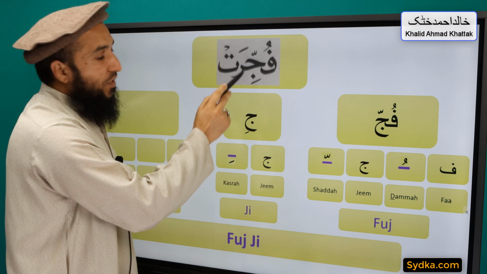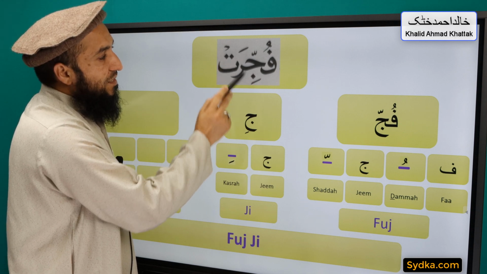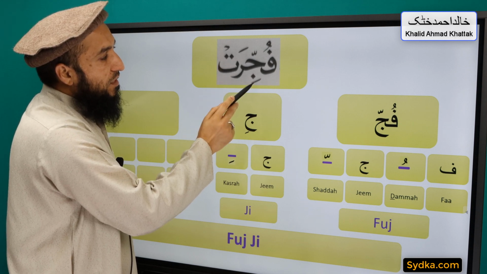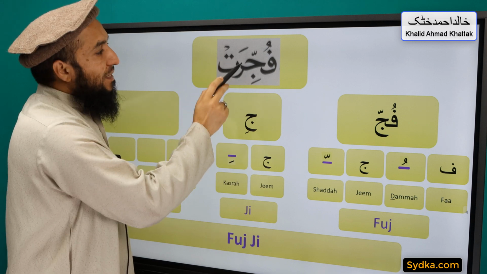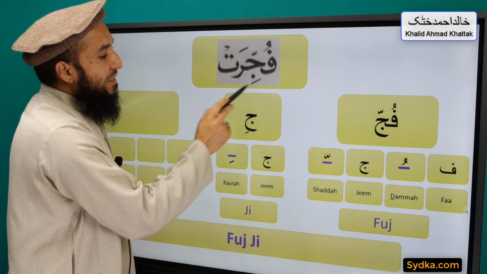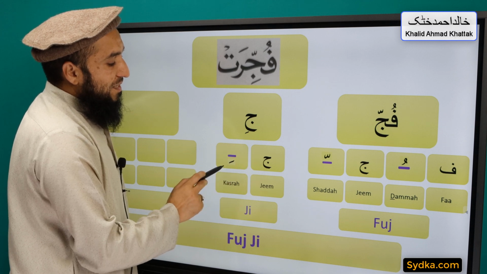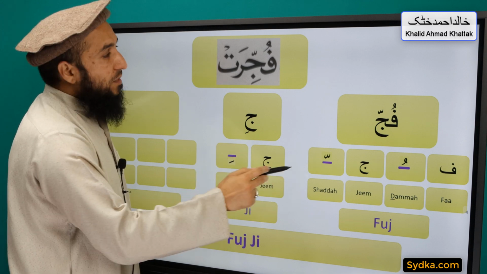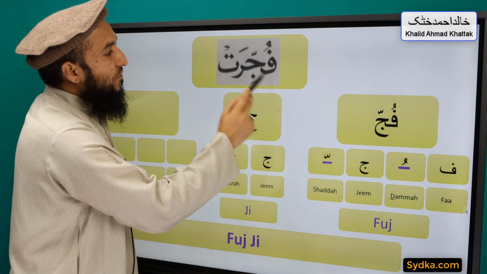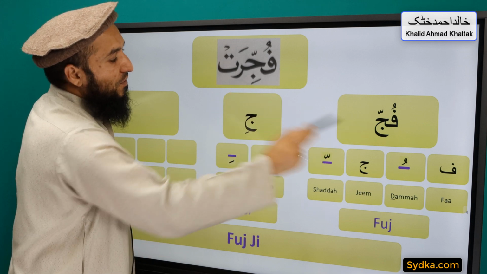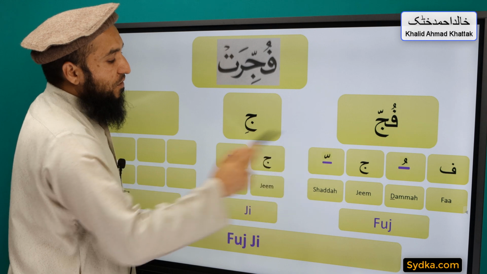The second syllable we have is jim, kasra, ji. Jim is a light letter, it has kasra underneath and it is prolonged for 1 count. Jim, kasra, ji. Combining these 2 syllables together we have fuji, fuji, fuji.